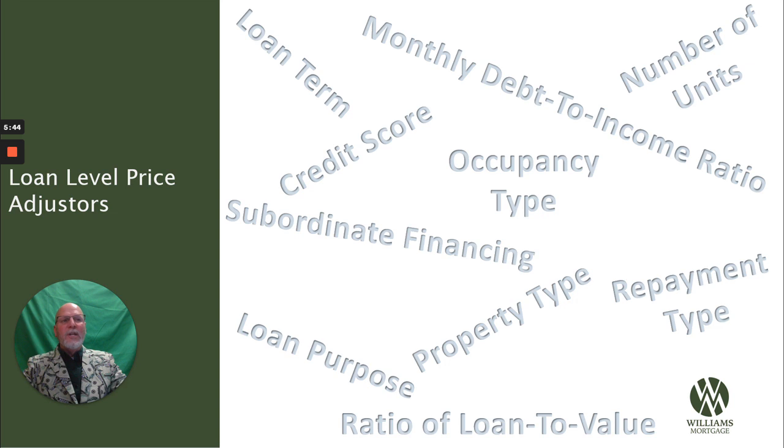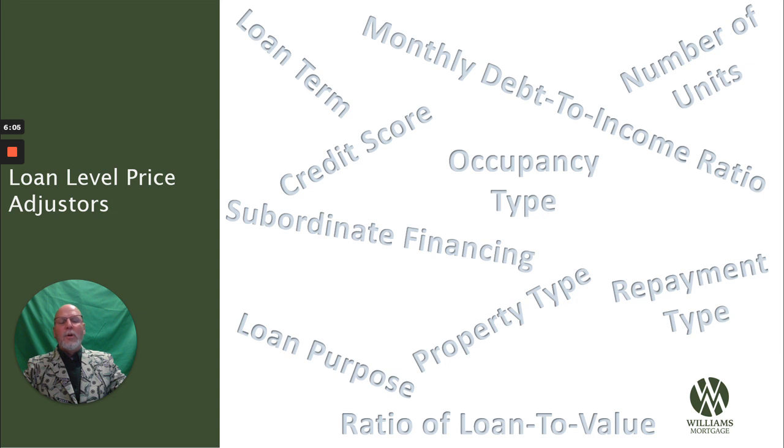The price of any particular mortgage loan dictates what the interest rate will be for that loan. The higher the risk, the higher the price, meaning the borrower is going to have to pay either a higher interest rate or more discount points. And the lower the price, meaning the lower the risk, means the borrower will have to pay a lower interest rate or fewer discount points.